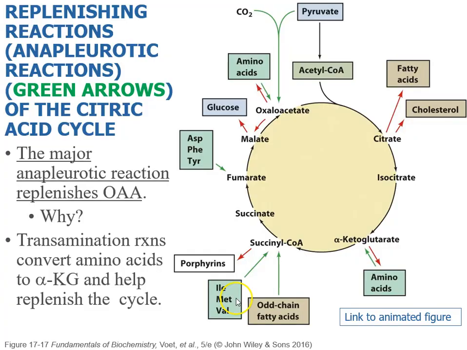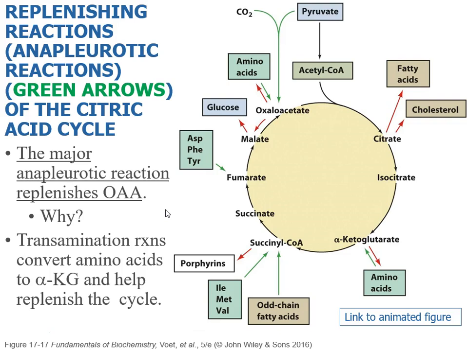So let's go back to the PowerPoint. So the PowerPoint actually, sorry, that animation didn't show this reaction right here. There's one anaplerotic reaction that's more important than any of the other ones that are shown here, and that's this one, where pyruvate and CO2, this is the pyruvate carboxylase reaction, produce OAA. That's the most important because OAA is needed to condense with acetyl-CoA in the first step.